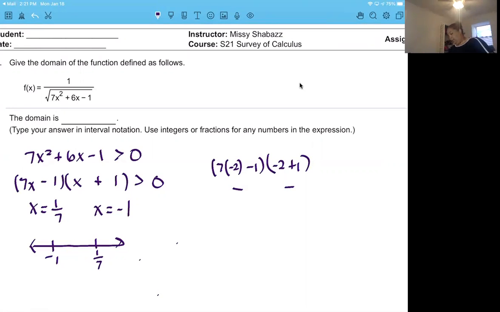Sorry, I'm laughing at my dog. One second. Other stuff. All right.